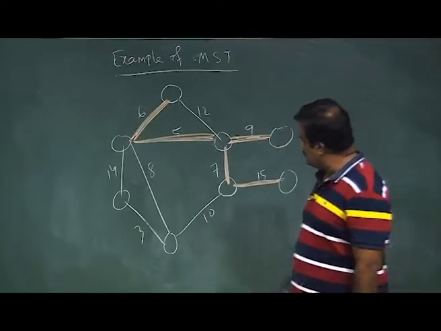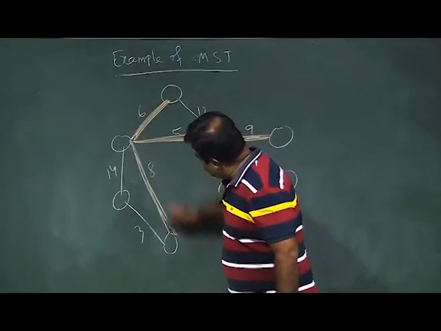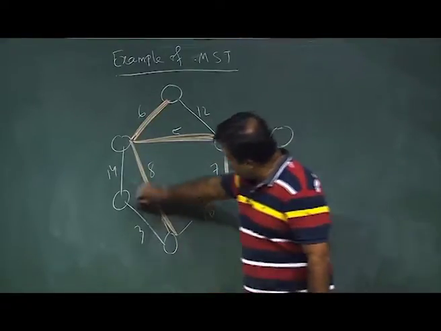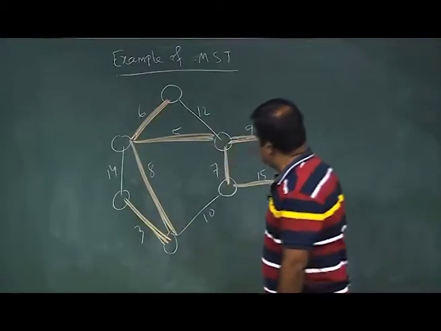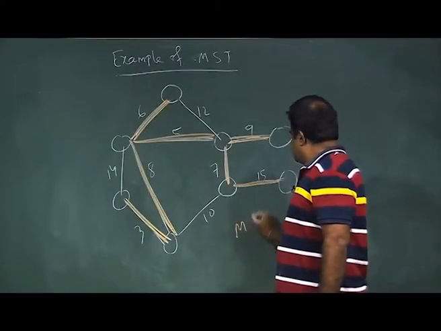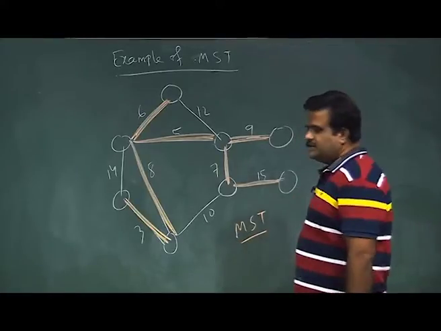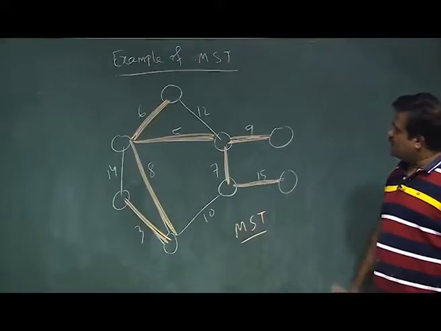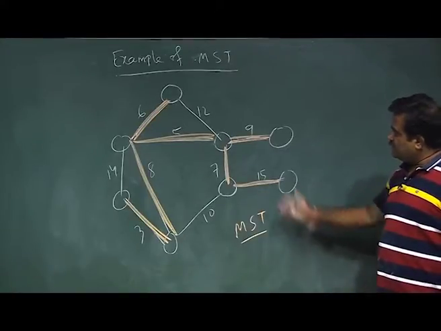Okay, so after that, we have to cover this. Now how to cover this? We take this, because after that, to cover this we can take this. So this is an MST, this is a minimum spanning tree. So we just use the intuition to have this. Okay, so this is an MST.